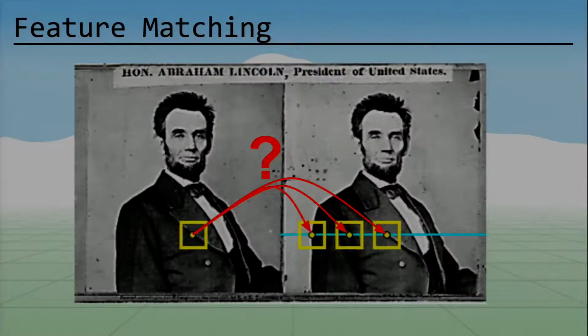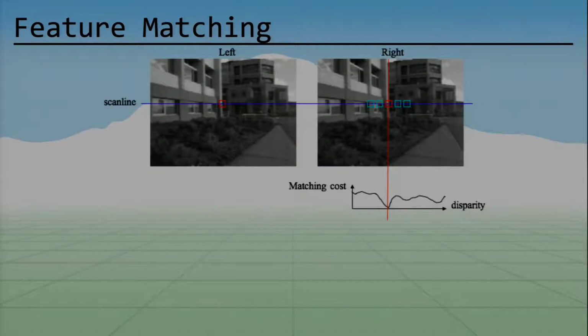OK, so let's get back to actually doing some feature matching. Say we've got our 2 images, here are our 2 images of President Lincoln. We've got our feature in the left image, and we've got our epipolar line. How do we actually figure out which feature there best matches? The standard way of doing this is to take an image patch around our point here, and then as we scan along here, take an image patch around every point we're testing against, and then come up with a matching cost between these 2 image patches, and take the one that has the lowest matching cost.